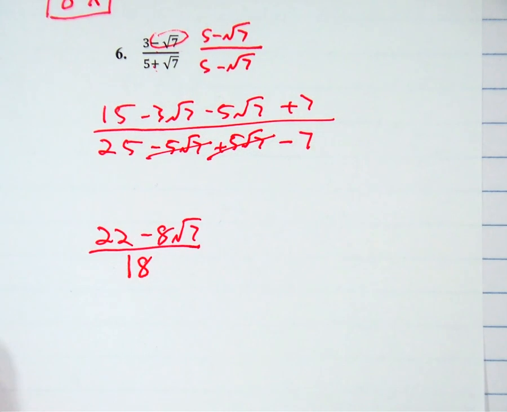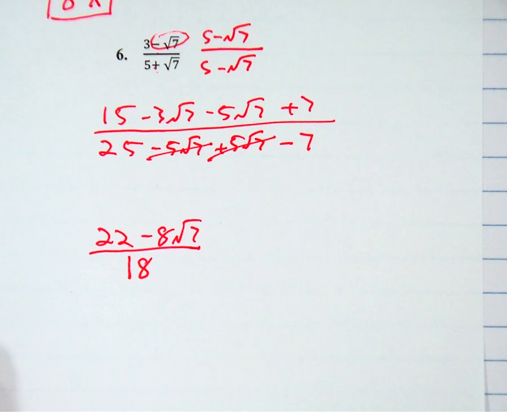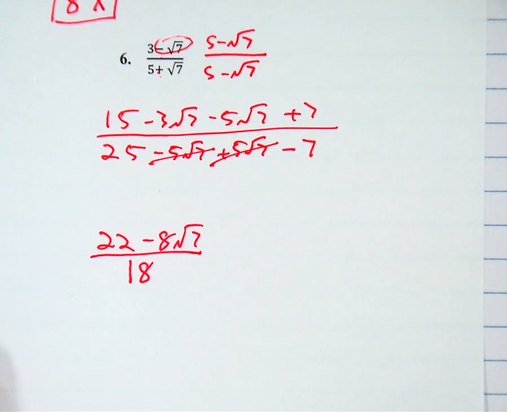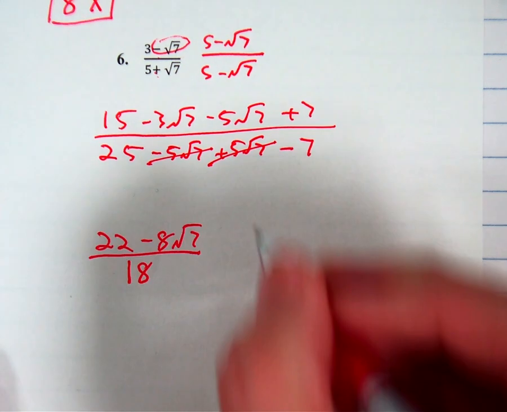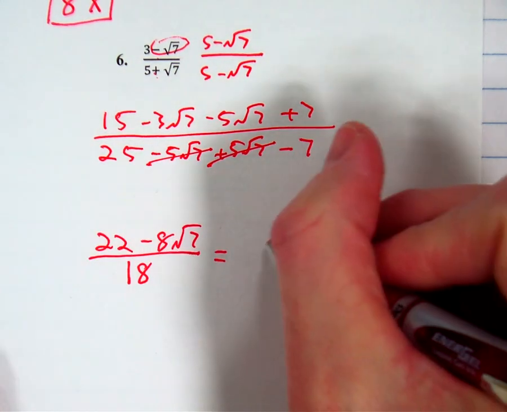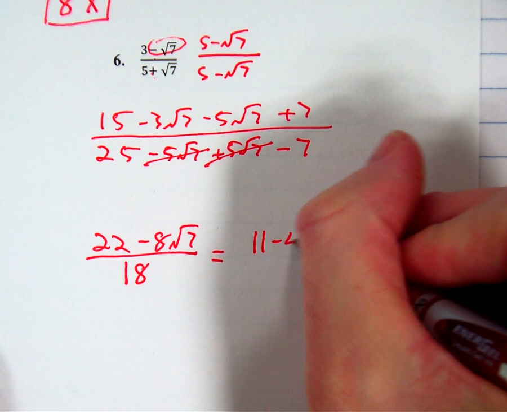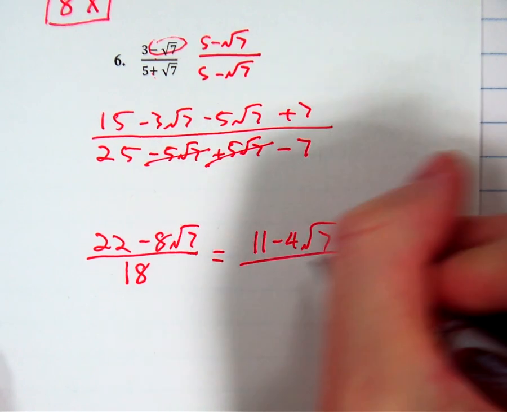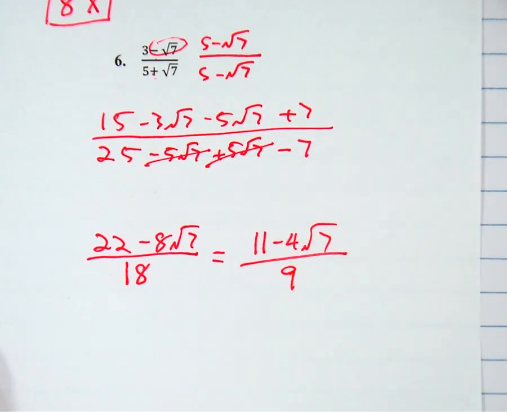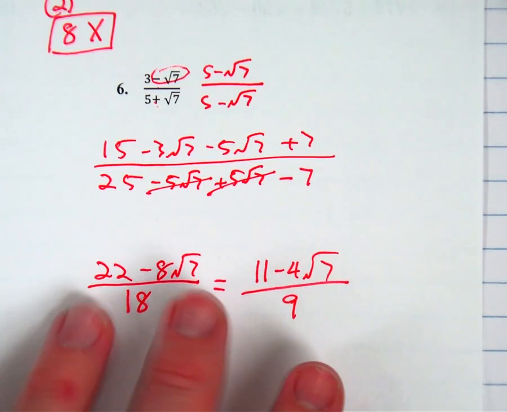Okay. Now take a look. 22, 8, and 18. They're all even, which means I should at least be able to reduce them all by a 2. So if I reduce them all by a 2, we got 11 minus 4 radical 7 over 9. All right.